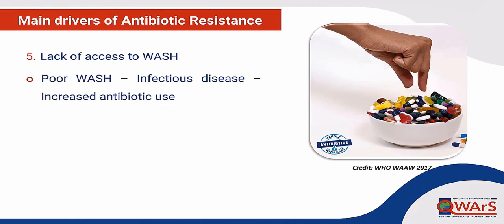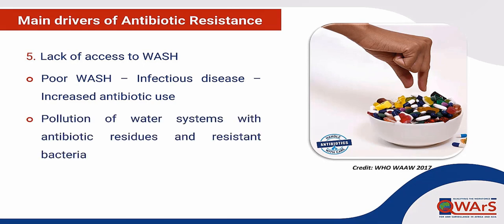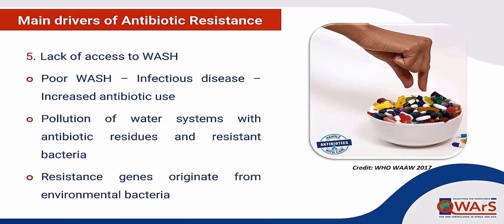Poor water, sanitation, and hygiene, WASH, services lead to the spread of infectious diseases, which in turn leads to increased use of antibiotics. In addition, drug manufacturing facilities, animal and aquaculture farms, hospitals, and municipalities pollute water systems with antibiotic residues and resistant bacteria. Please note that many of the resistance genes observed in pathogenic bacteria likely originate from environmental bacteria. Antibiotics released into the environment further enrich for resistance genes.